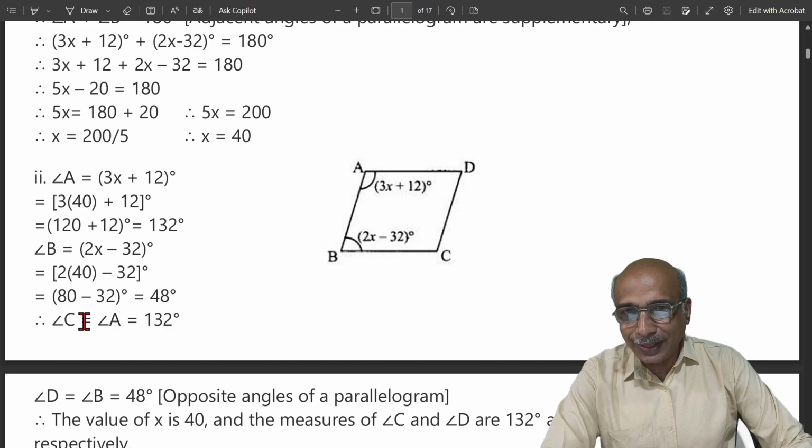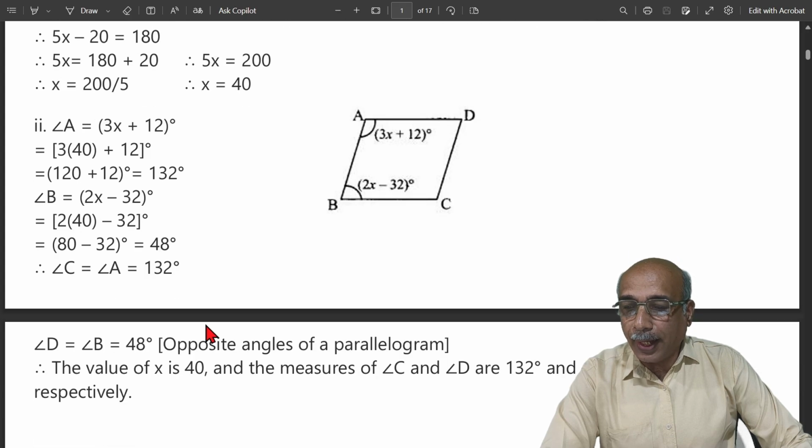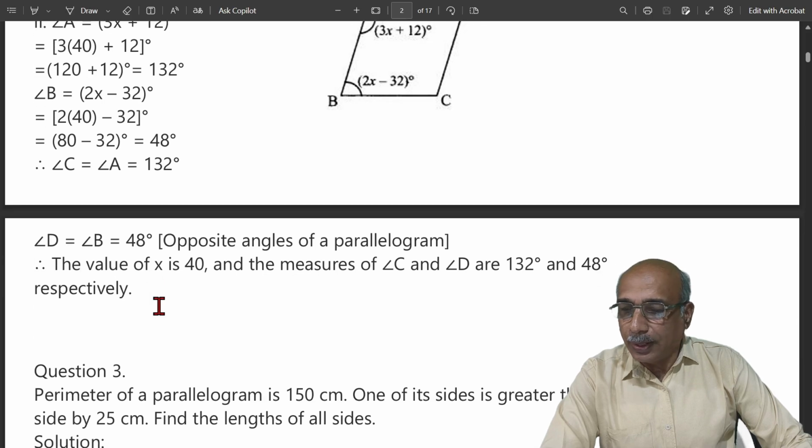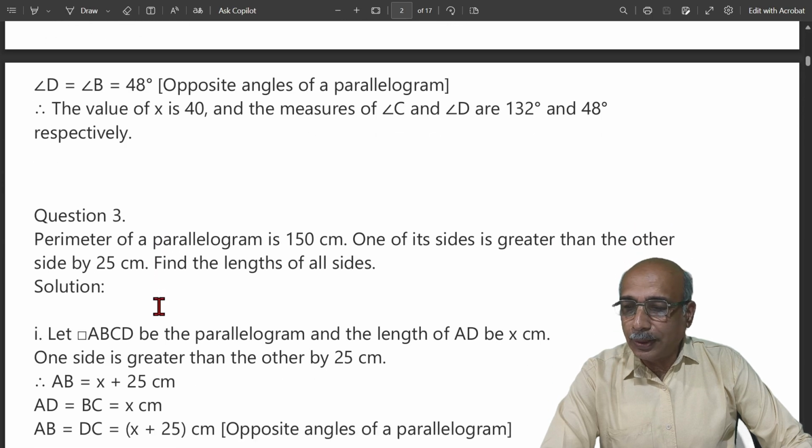Therefore, angle C equals angle A equals 132 degrees. Why is this? Angle C and angle A are opposite angles. Angle D and angle B equal 48 degrees. Again, they are opposite angles. Thus, we can find out the value of x and angles C and D also when the measures of angles A and B are given as variables. Let us move to the next problem.